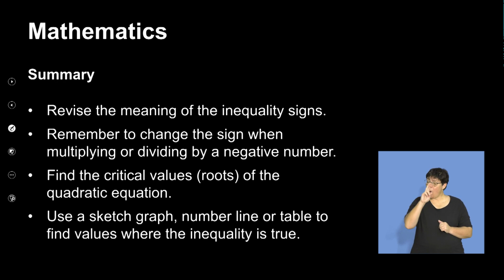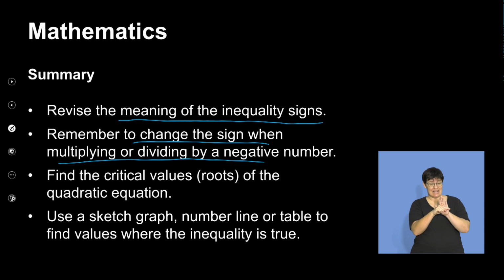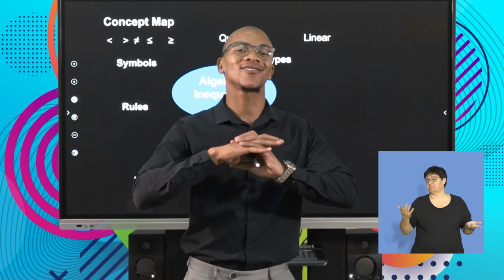Guys, I really hope you understood that. Now, quickly, our summary: you always need to make sure that you go back and revise the meaning of the inequality signs, to remember again to change the sign when multiplying or dividing by a negative number, find the critical values, which is what I did, and sketch the graph, number line or table to find the values that satisfy this. And really, guys, that's all that you need to do.